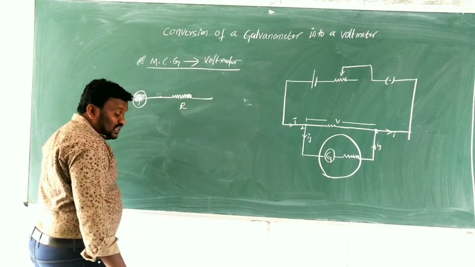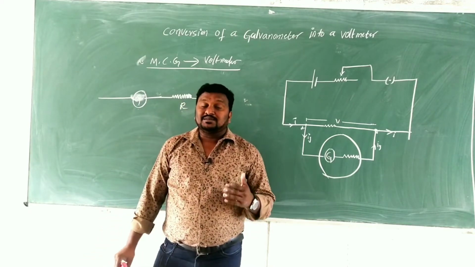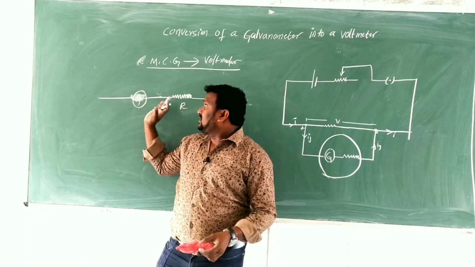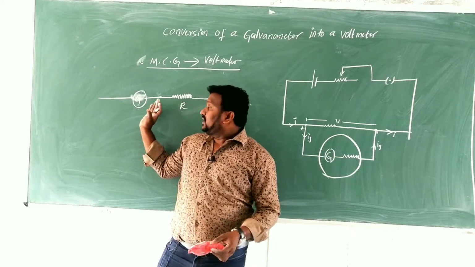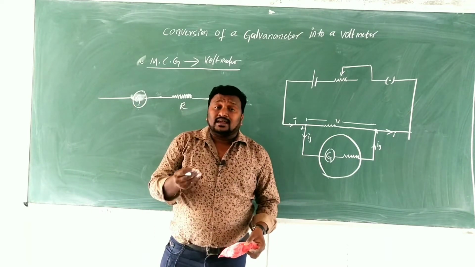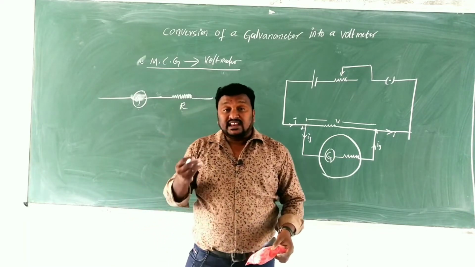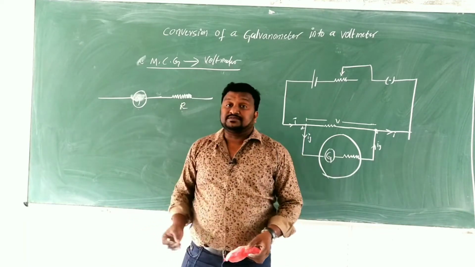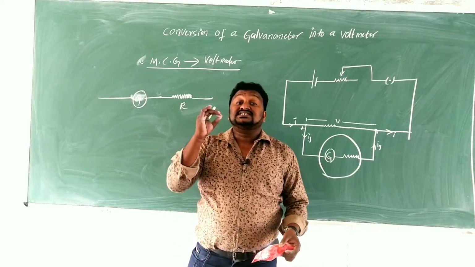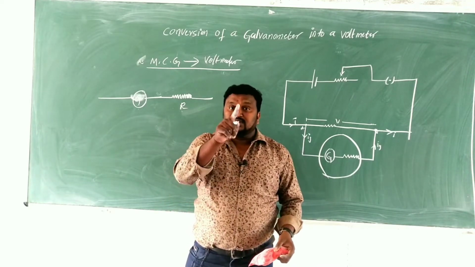Children, for a 2 marks question also, how we can convert a galvanometer into a voltmeter. By simply connecting a high resistance value resistor in series with the galvanometer. When a high resistance is connected in series with the galvanometer, then that particular galvanometer serves as a voltmeter. Got my point? So that is the 2 marks question.